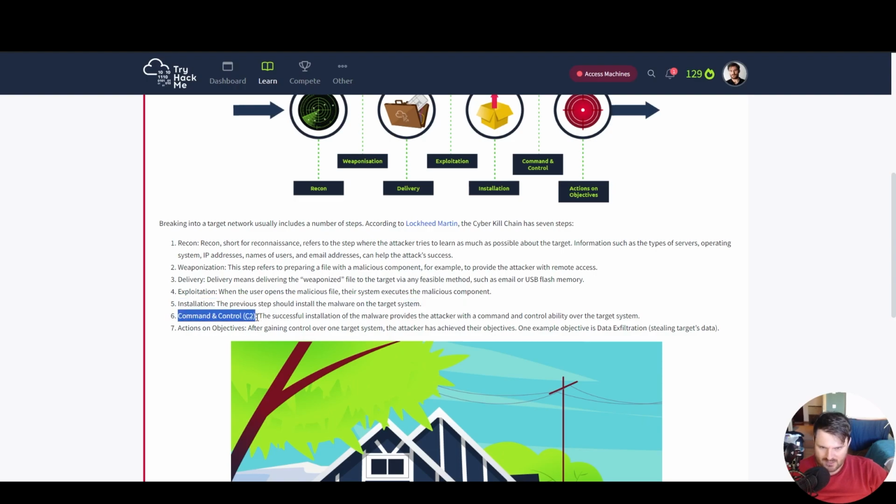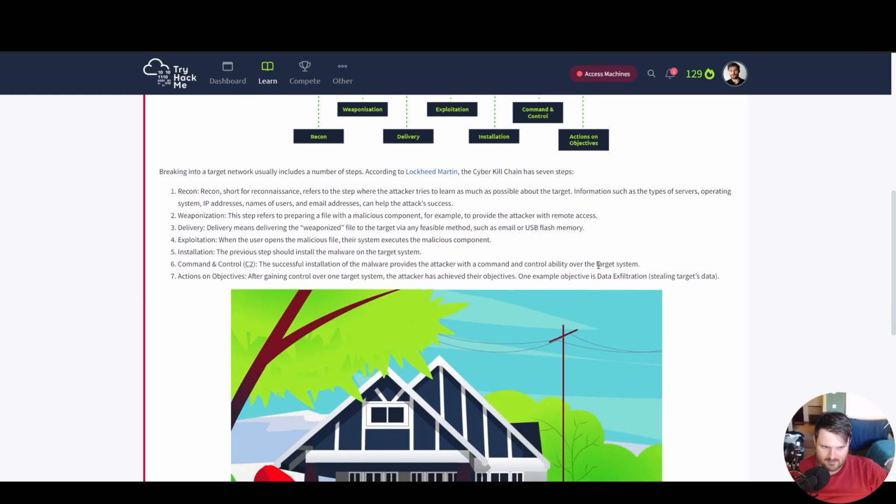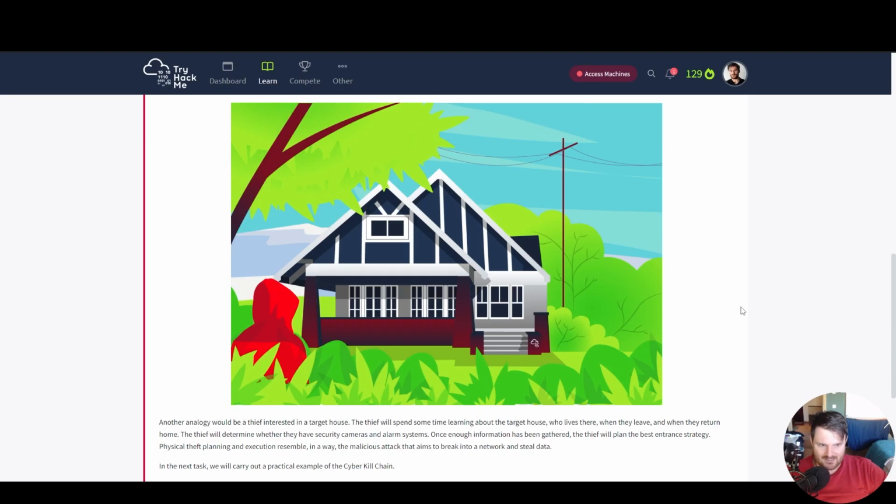Command and control, C2. The successful installation of the malware provides the attacker with a command and control ability over the target system. Actions and objectives. After gaining control over one target system, the attacker has achieved their objective. One example objective is data exfiltration. In other words, stealing the target's data.